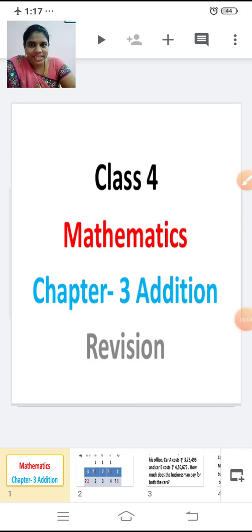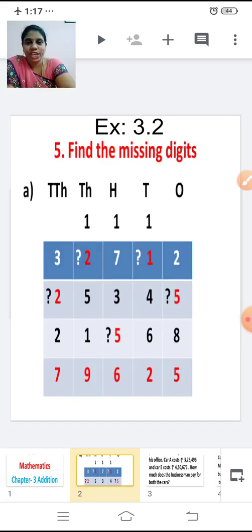Today in our maths class, we are going to continue with the revision of chapter number 3, addition. Shall we start our today's session? Yes? Now take your notebooks and write whatever I am teaching now. Copy it in your notebook children. Exercise number 3.2. Find the missing digits. I think you all know how to find the missing digits, right children? So we'll see now.